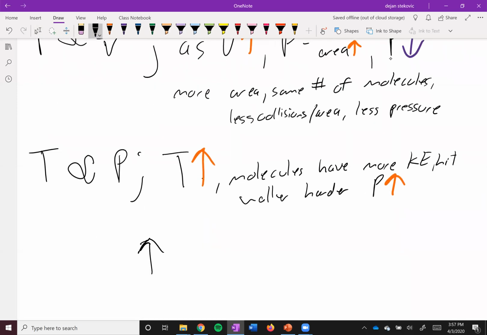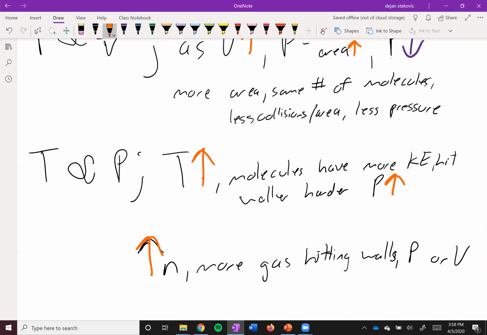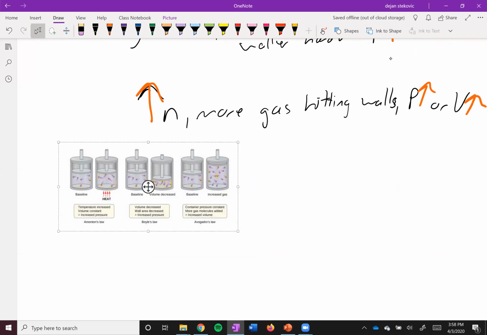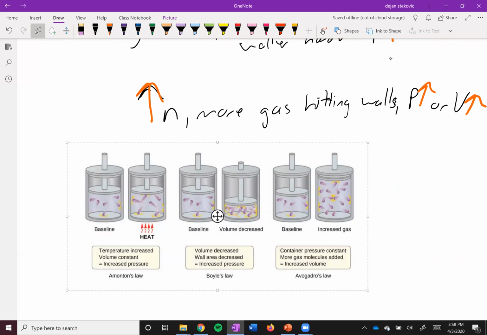And then finally, when we increase n, the number of moles, we have more gas hitting the walls, so more pressure or more volume, depending how strong your walls are. Or maybe a combo of both. We've been working on these ideas, so nothing really new here. There's just a picture of these. You can see here, increasing temperature, we're going from here to here. They're showing that these molecules are hitting harder, so we increase the pressure. Then you can pause and take a look through these and explain them to yourself.